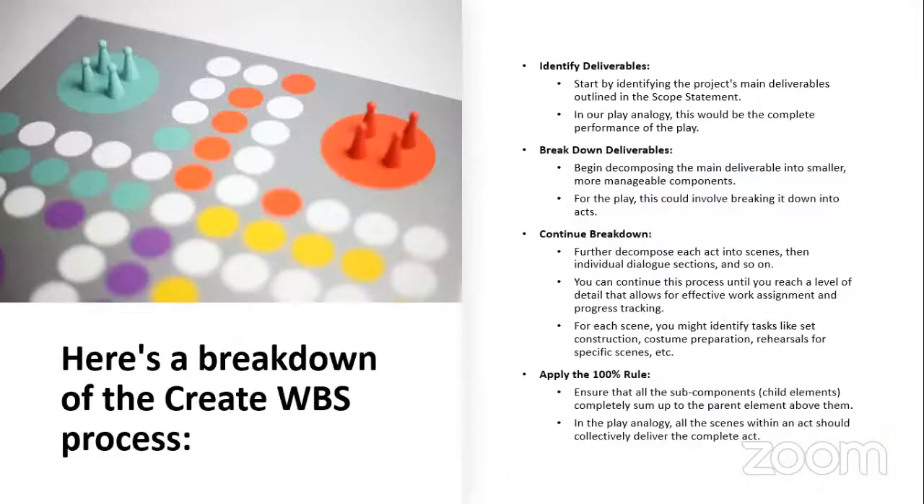Okay. Now, here is a breakdown of the create WBS process. Number 1, identify the deliverables. Remember that your deliverables are the expected results. It could be end products, it could be services, it could be transitions, whatever it might be, just know that you need to identify them. By the time you identify your deliverables, then you'll be able to break down your project into what we call phases.